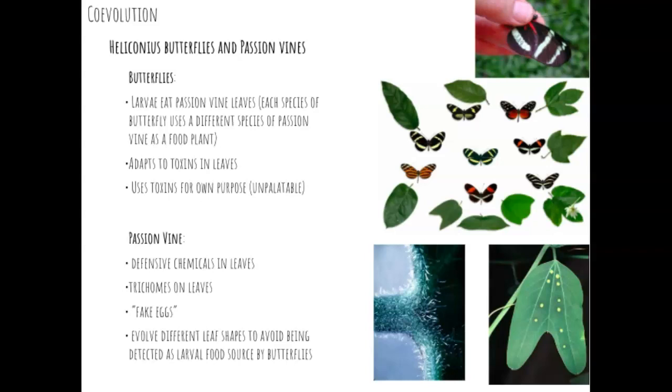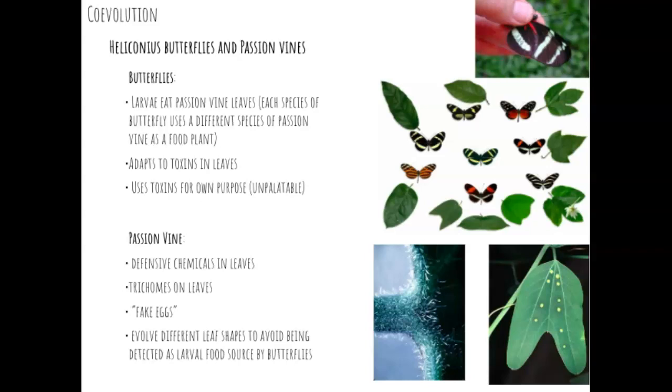So the passion vines have also had evolution occurring, and they have created defenses against the butterflies and their larvae. They have defensive chemicals in their leaves, but the butterflies have adapted to actually integrate those chemicals into their bodies to make them toxic to predators. So the passion vines have evolved toxins, but butterflies have then evolved the ability to integrate those into their bodies.